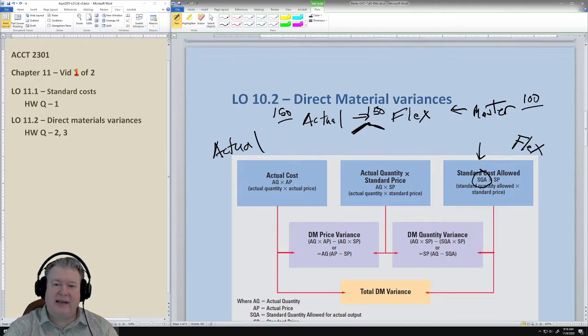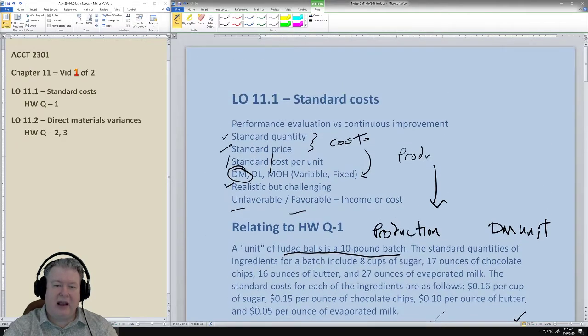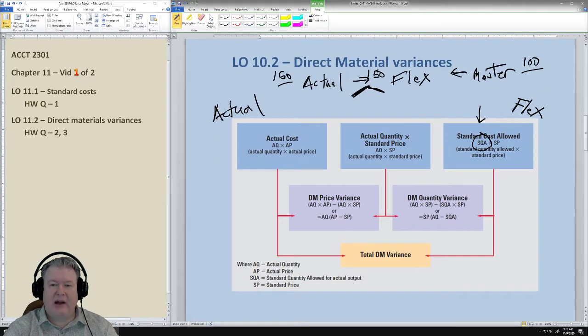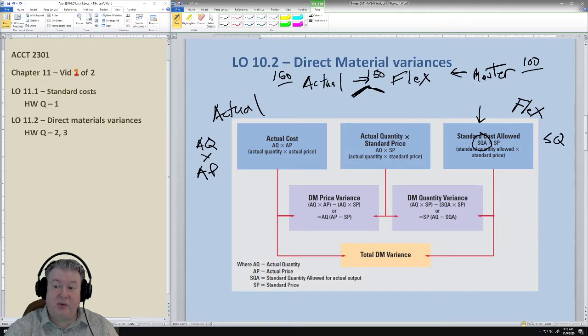If you notice, when I said in the beginning, what are we really interested in? We're interested in trying to analyze quantity and price, and where were we doing well and where were we not doing so well. And that's exactly what we're looking at here when we're looking at variances. We're looking at quantity times price. So if you notice here, this is actual quantity times actual price. And this is standard quantity, and this is where we're getting the standard price.